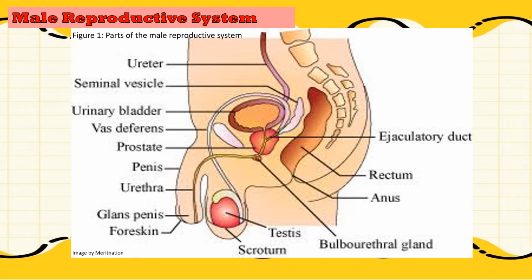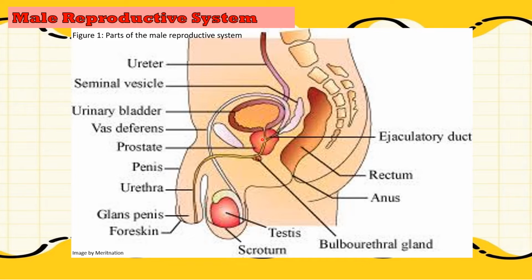Aside from those structures, the male reproductive system consists of accessory structures like the prostate gland and the bulbourethral gland. This walnut-sized structure here, the prostate gland, is found just below the urinary bladder. It is composed of 20 to 30 lobes which open individually into the urethra.